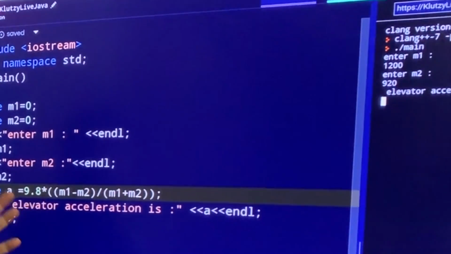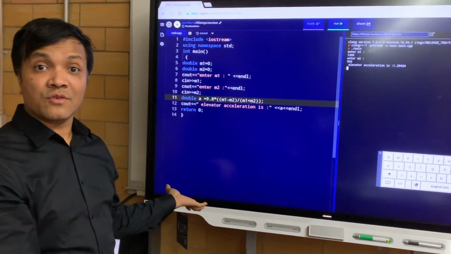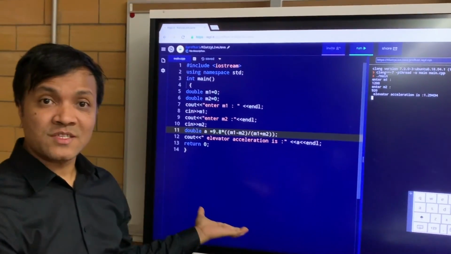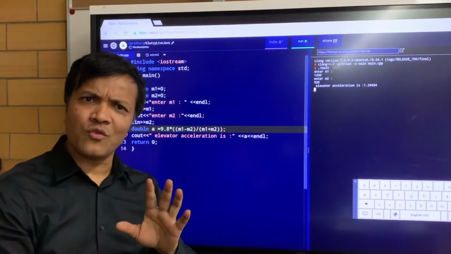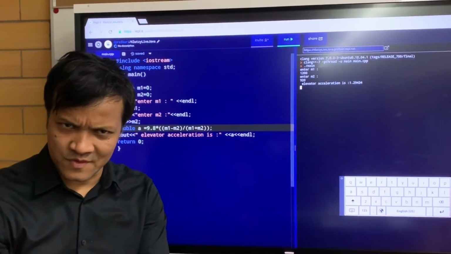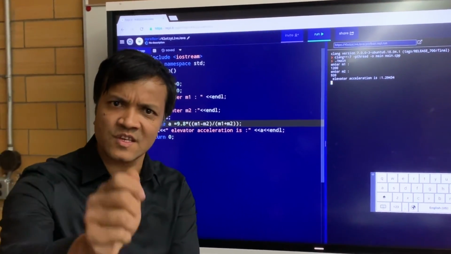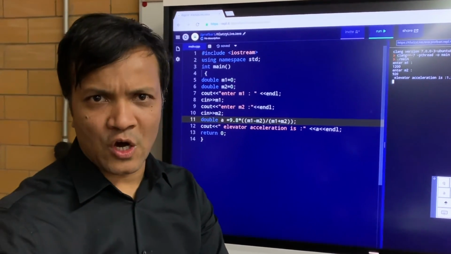So hopefully you understood it. Hopefully you fall in love with computer science. But most importantly, hopefully you fall in love with physics, because physics is everything. Physics can give you the power of God.